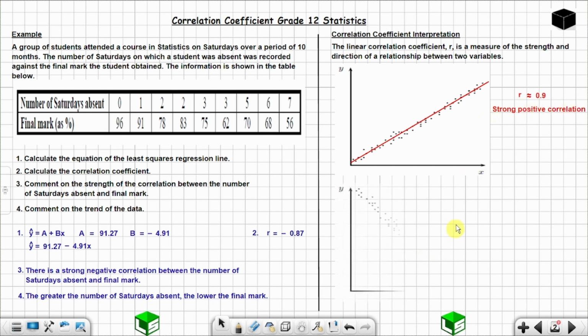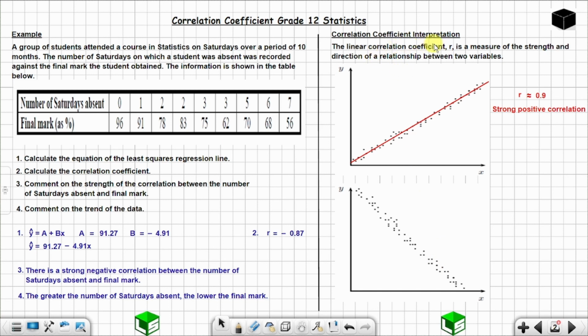Let's say you are also given this scatter plot. To interpret the correlation coefficient, you are going to try to draw a line following this pattern. Try to have the same number of points above the line and below the line. So this is approximately negative 0.9. This is a strong negative correlation.